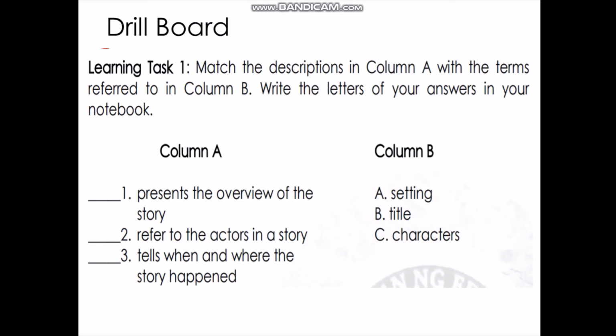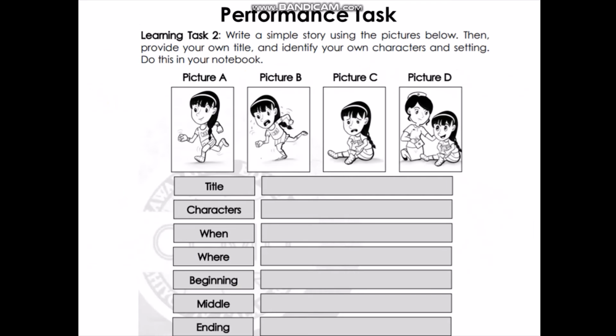Now, let's check in your drill board. Put a check if your answer is correct and X if your answer is incorrect. For number 1, it's letter B. It's the title, the overview. Number 2, the correct answer would be letter C, characters. It refers to the actors in a story. Number 3, we have letter A, the setting. Again, setting, it tells when and where the story happened.